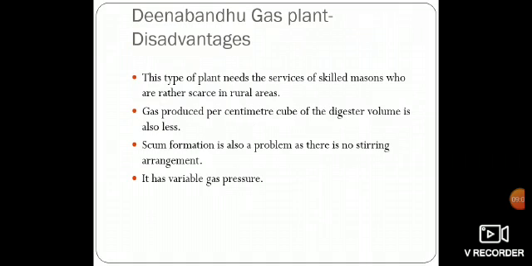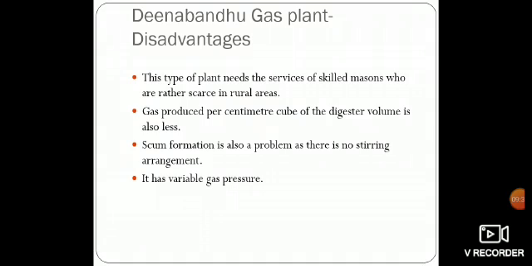The disadvantages of the Deenbandhu gas plant are: this type of plant needs the service of skilled masons, who are rather scarce in rural areas. Gas produced per cubic centimeter of the digester volume is also less. Scum formation is also a problem as there is no stirring arrangement. It has variable gas pressure.